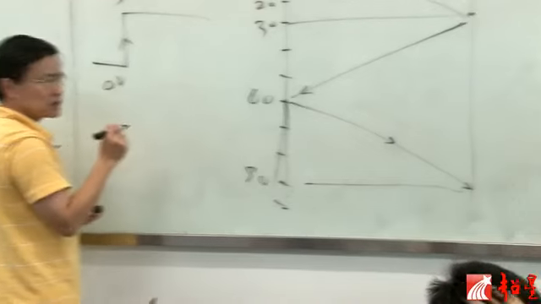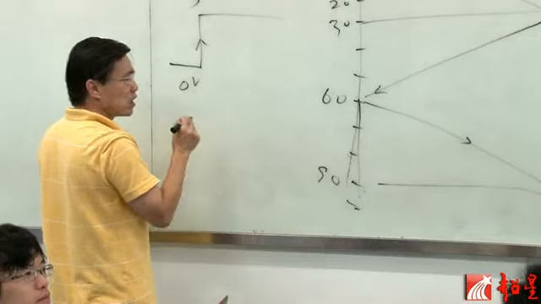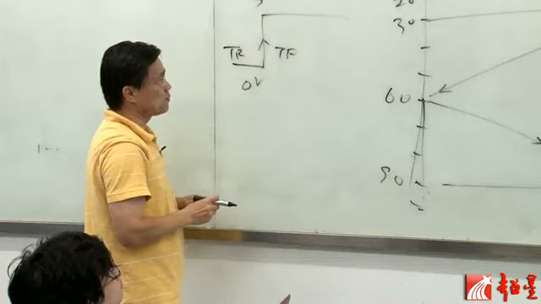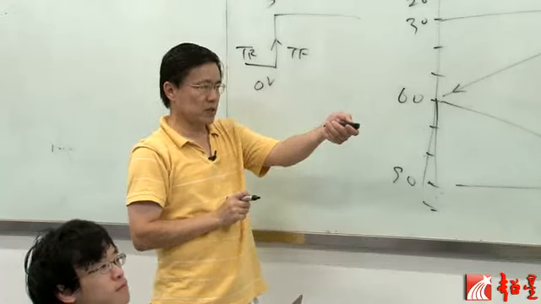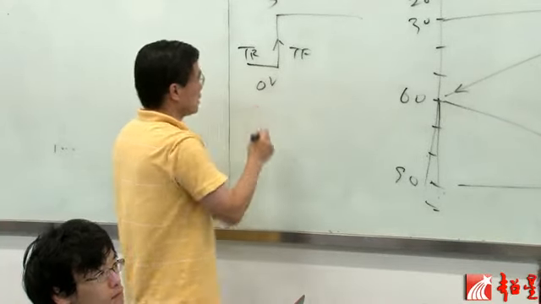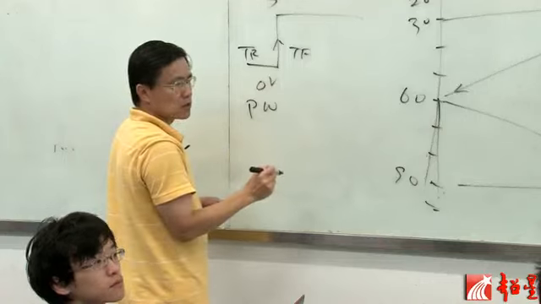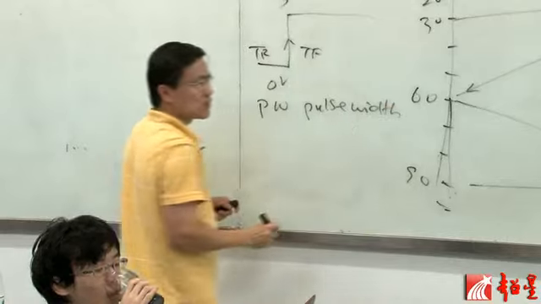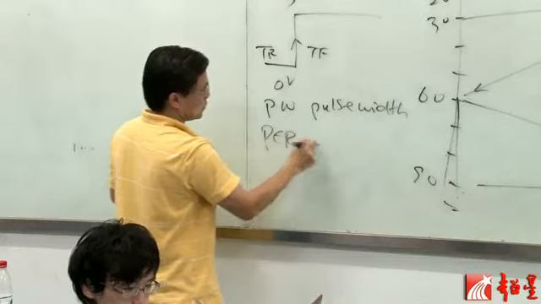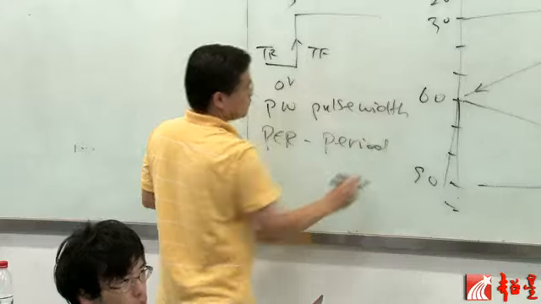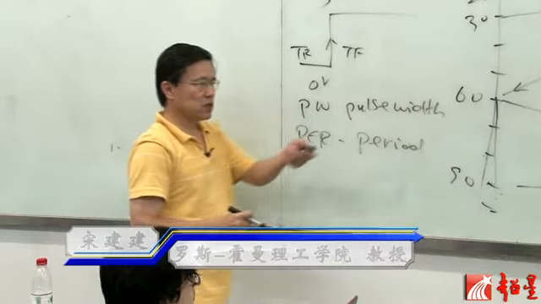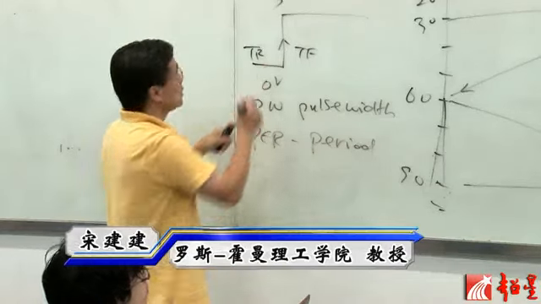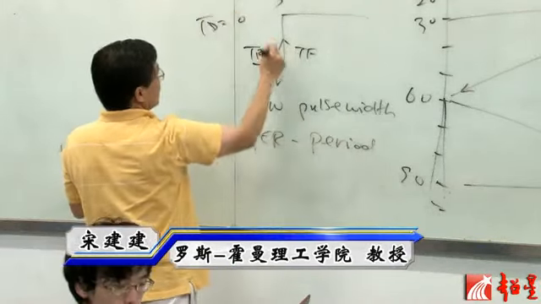It has a rise time, TR. TR is rise time, TF is fall time. You can actually generate a square wave with this source, okay? And PW is pulse width, and PER is period, and then TD is the delay of this function. TD is delay. So right now, all of them are 0.